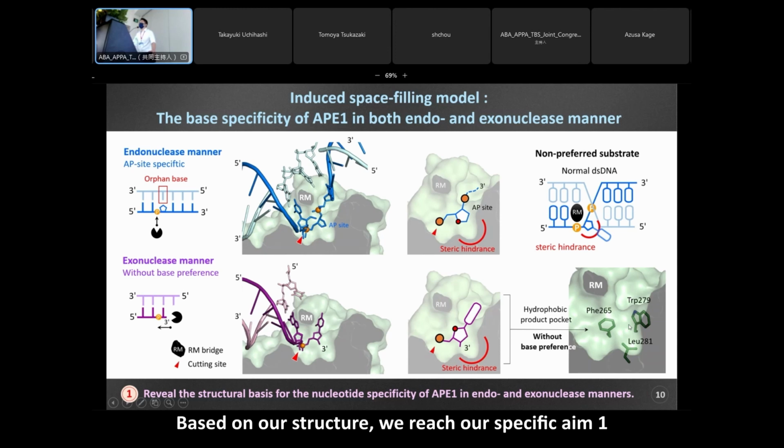So based on our structure, we reveal the structural basis for nucleotide specificity of APE1 in both endo- and exonuclease modes. And next, we will talk about the structural preference of APE1.